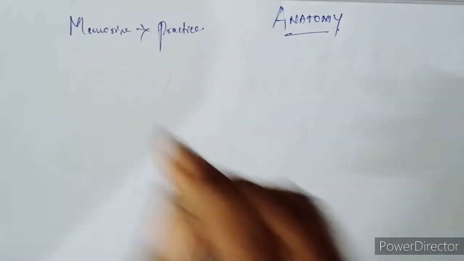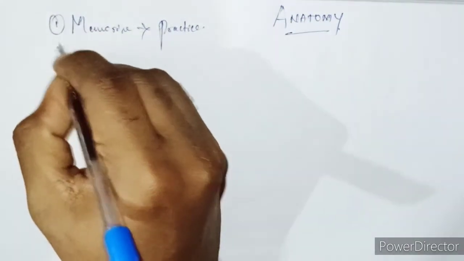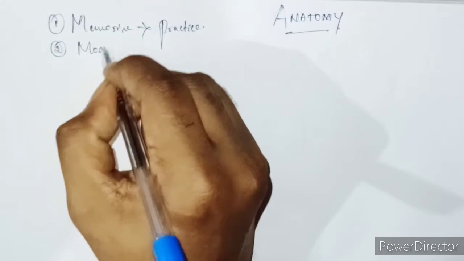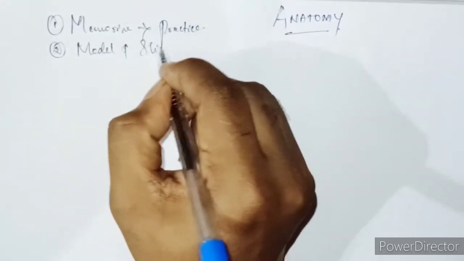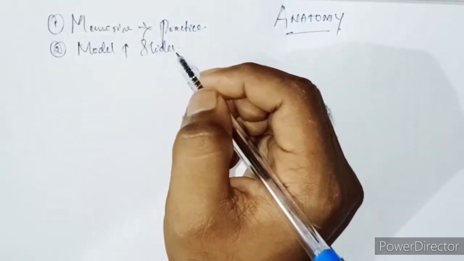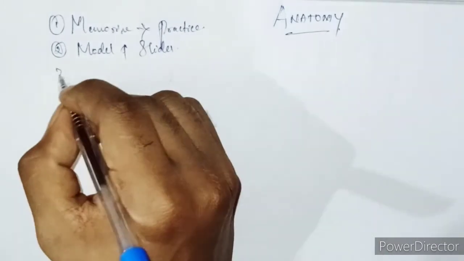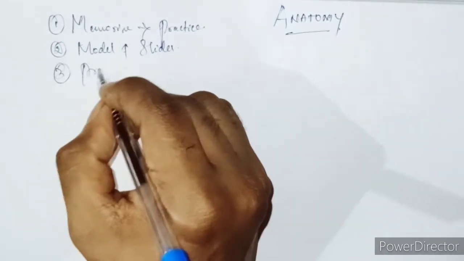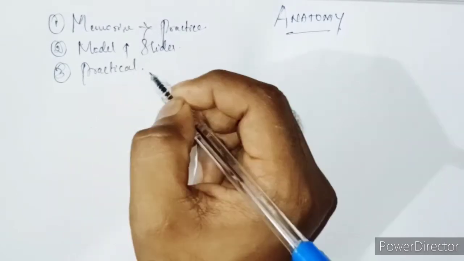First, you need to memorize. As I said, when you enter a medical college from 12th standard, everything is a new term for you. So the first thing is to memorize and keep on practicing. Second, whenever you're studying, keep a model and slides with you. It will help you locate and remember better. Then don't miss the cadaveric practical classes whenever you have them.